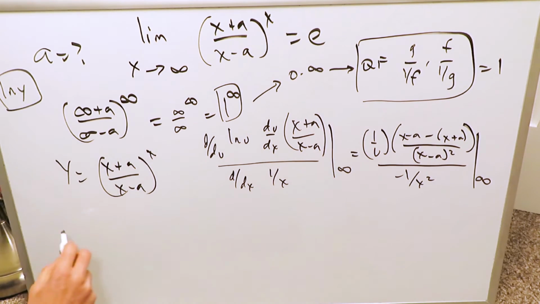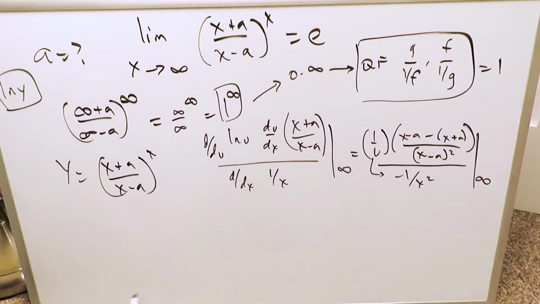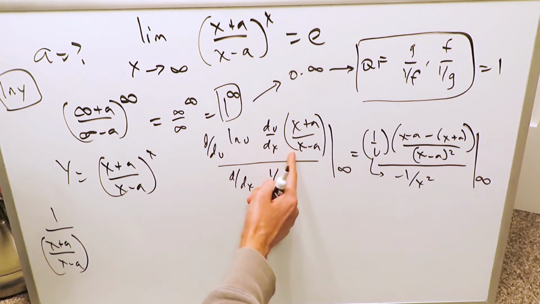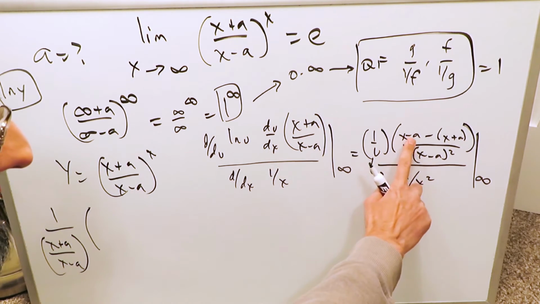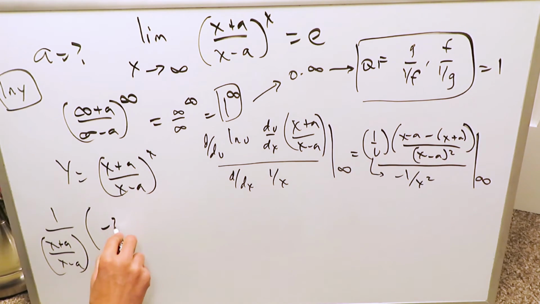Evaluate this 1 over u. Well, you bring in that. You could literally transport this u down here into the denominator. You'll have 1 over x plus a divided by x minus a, because this is what u represents. Remember the chain rule? U is equal to that. X minus x, that gets cancelled out. Minus minus a, that's a minus 2a.